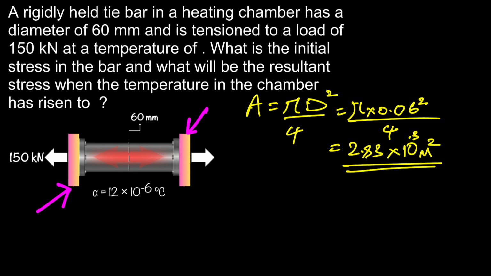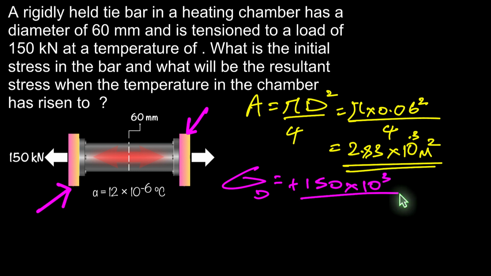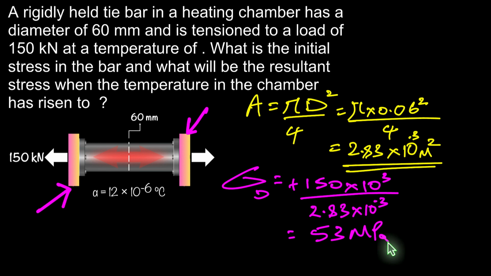Now the first stress that I'm going to calculate here is our direct stress, and our direct stress is going to be as a result of that 150 kilonewtons force that's happening, and that will be positive. So we'll have that 150 kilonewtons, so 150 times 10 to the power of 3, and then all divided by our area that we just got, which is 2.83 times 10 to the power of negative 3. So that gives us 53 megapascal for that direct stress.